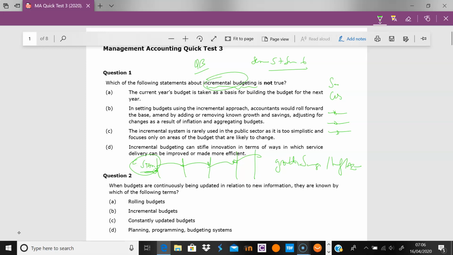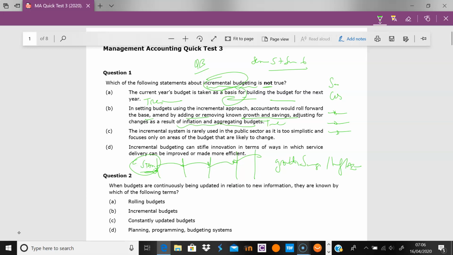This question is about which statement is not true. It says the current year budget is taken as the basis. Typically that is true. That is the case. It's the basis, so this is true. In setting budgets, accountants will roll forward the base, amending it by adding or removing growth, savings, and adjusting for inflation, and that is true as well. That's the principle there.